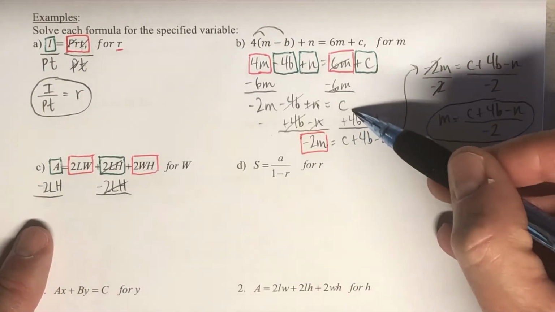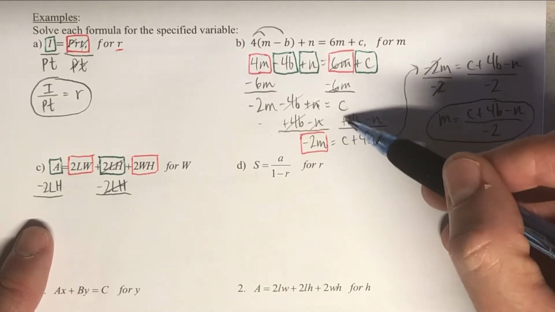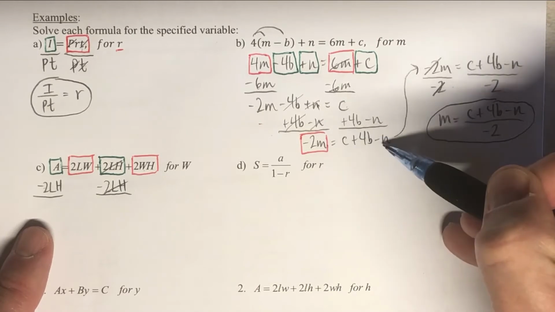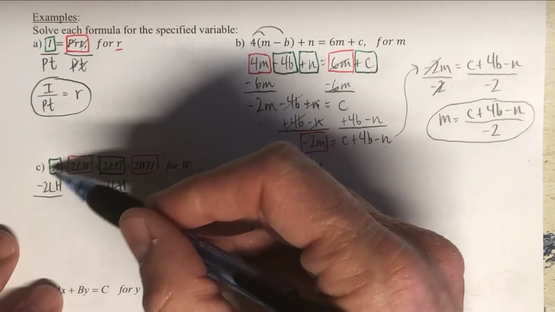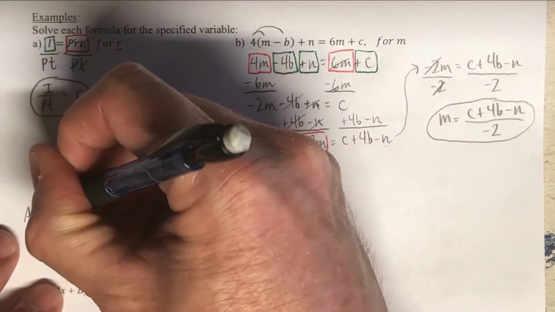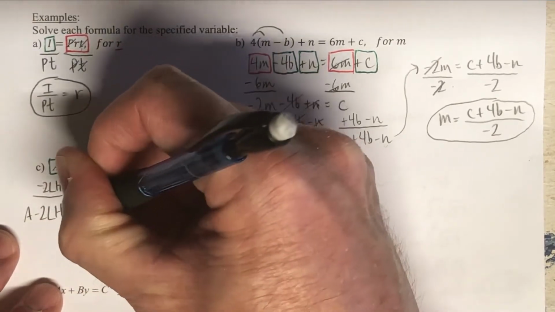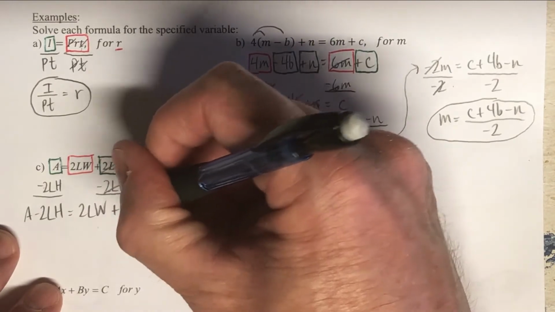Remember again, when you are adding or subtracting terms, and that's why I said the same thing over here, C plus 4B minus N, when the terms are being added and subtracted, don't try to combine them, keep them separate when they're not like terms. These are not like terms either, and since they're being subtracted, we keep them separate like this. And then what's left over here is 2LW plus 2WH.